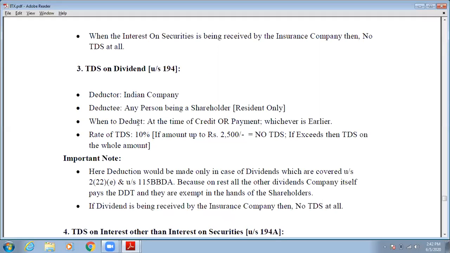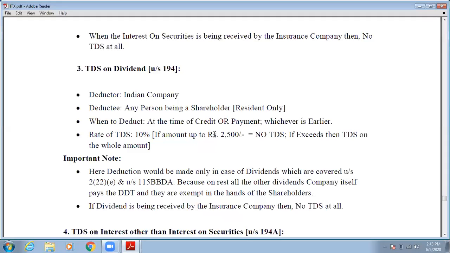Okay, when to deduct? आप कब TDS का deduction करेंगे? At the time of credit or the payment, whichever is earlier. Okay, so the time on which you are crediting that dividend to the person's account, or the time of payment, whichever is earlier will be the date of deduction of tax. Rate of TDS on dividend is 10% if amount exceeds ₹2500.